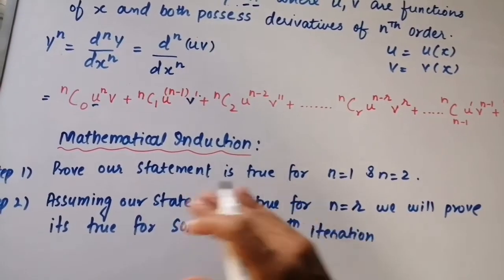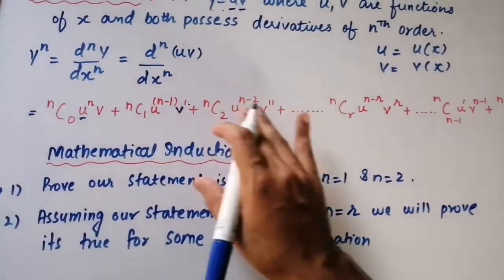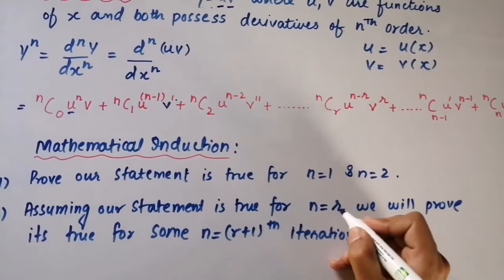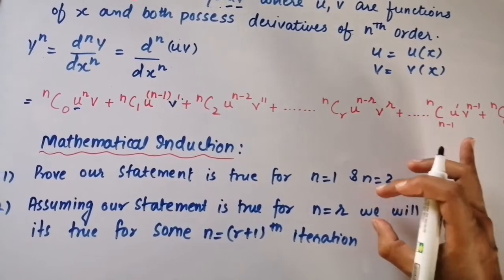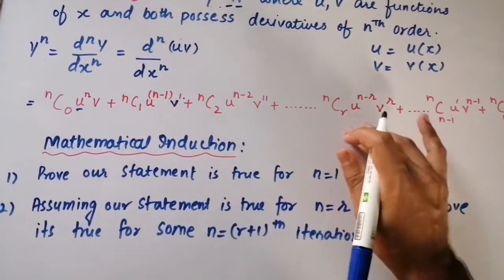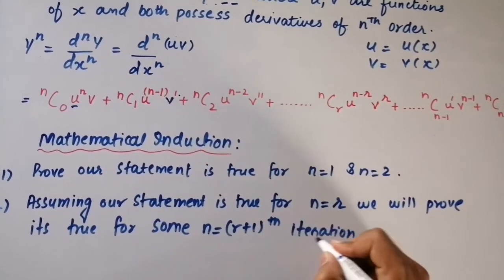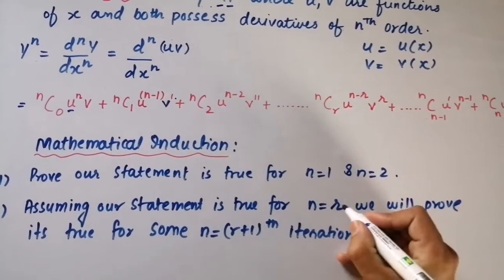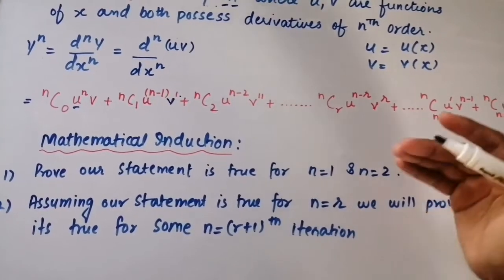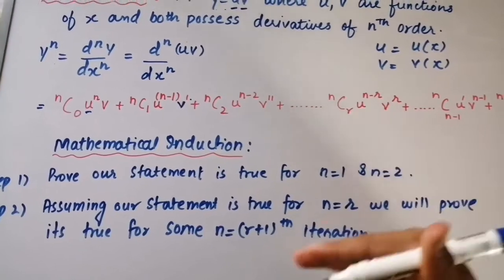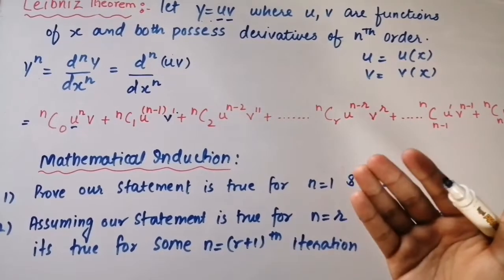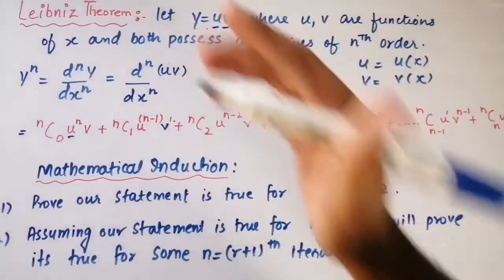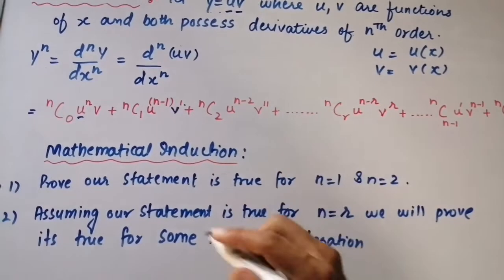We will assume that in step number 2 our statement is true for some n equal to r, and by assuming that we are going to prove that our statement is true for the r plus 1th iteration, the very next iteration from r, you may say. So if we succeeded in proving these two steps, we will succeed in proving Leibniz theorem. So let's start from step number 1.